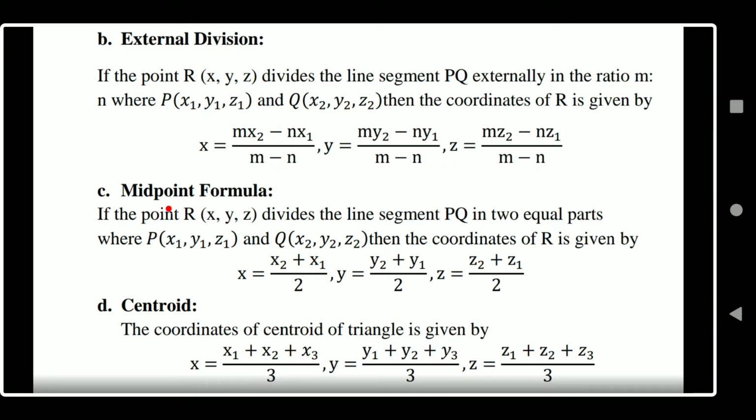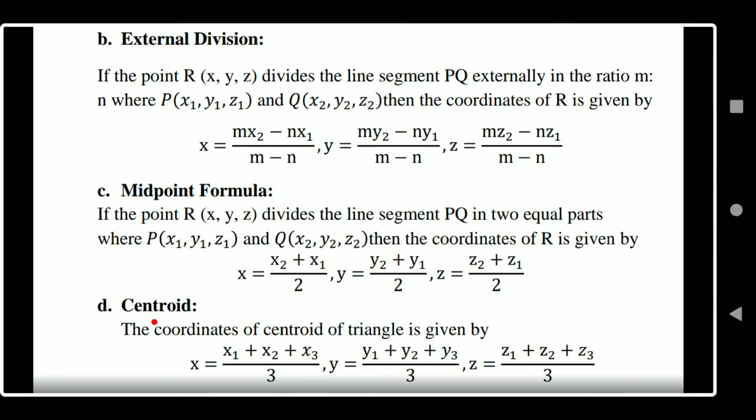Okay. Third one, midpoint formula. Now R divides the line segment PQ in equal two parts. Then coordinates of R is given by x equal to (x2 plus x1) upon 2, y equal to (y2 plus y1) upon 2, z equal to (z2 plus z1) upon 2. Okay. This is to find x, y, z when R divides line segment equally.